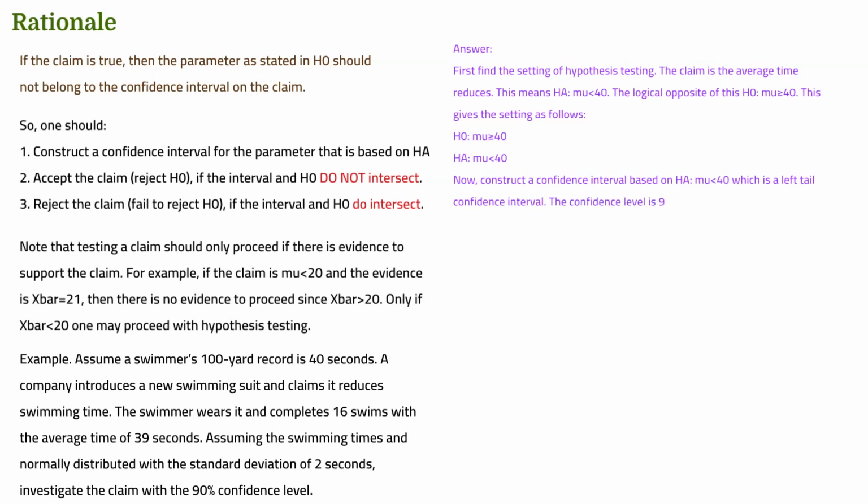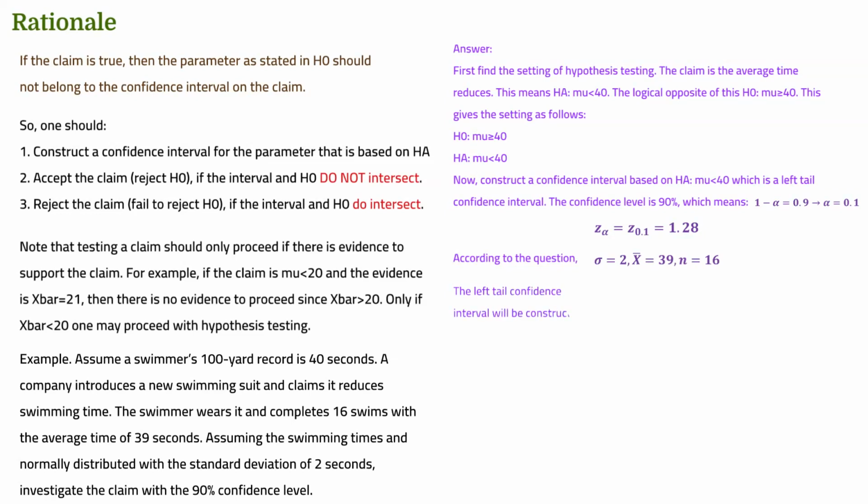Now construct the confidence interval based on HA, which is a left tail confidence interval. The confidence level is 90%, which means 1 minus alpha is 0.9, which gives alpha is 0.1 or 10%. Z alpha of 10% is 1.28 if you use Google Sheet, and according to the question, sigma is 2, x bar is 39, and n is equal to 16.